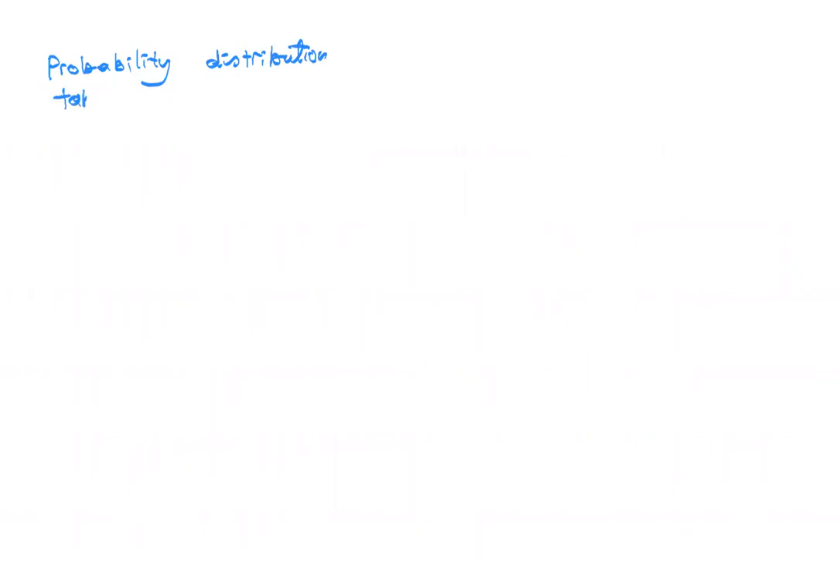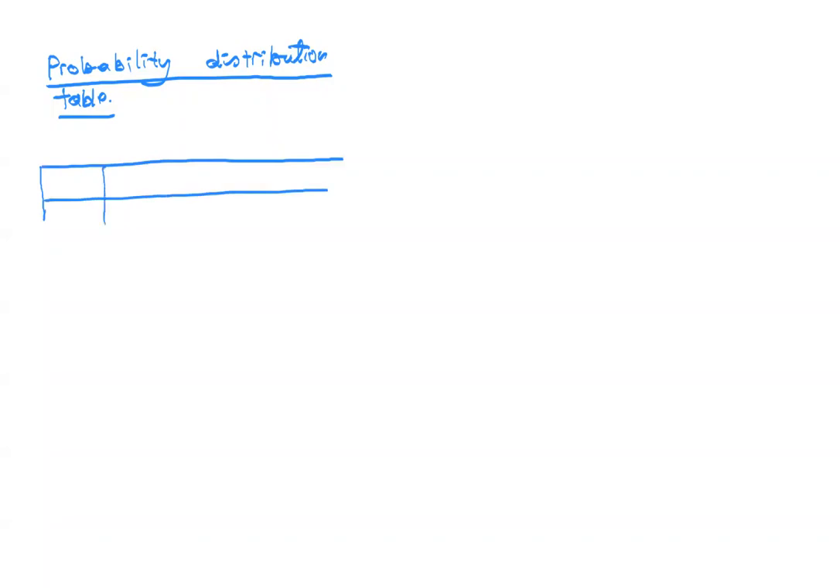For discrete, you can build a probability distribution table. For continuous, you will have a function. Okay, so now we are going to build the probability distribution table. May I know what is X in our case here? I'm asking, I'm not asking what are the possible values of X. I'm asking what is X? Yes, thank you. So 0, 1, 2, 3, 4.